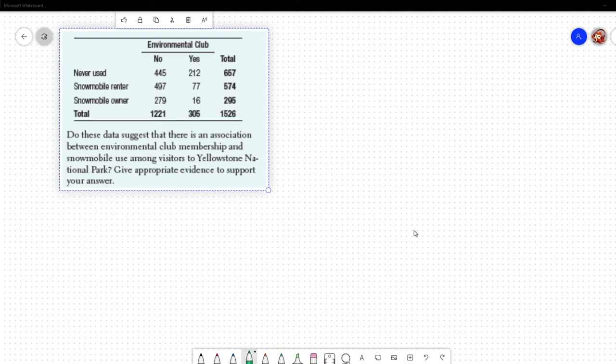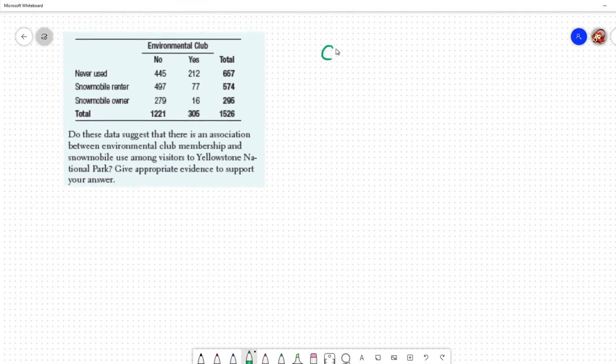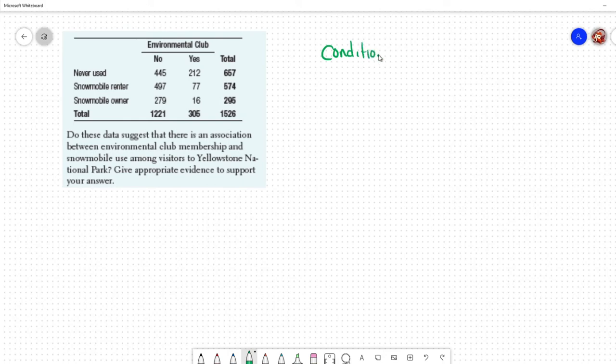And the question now says, does the data suggest that there is an association between environmental club membership and snowmobile use among visitors to the park? Give appropriate evidence to support your answer. So we want to see, is there an association between club membership and snowmobile use? So we want to now look at a conditional distribution.